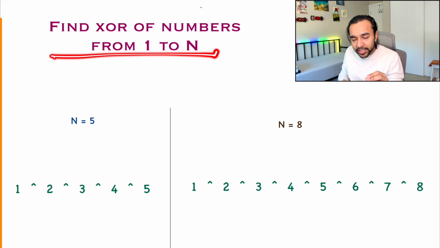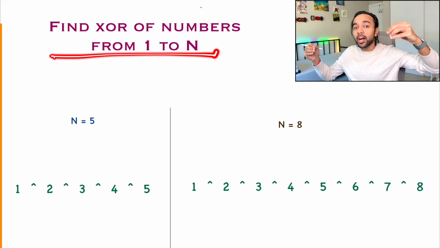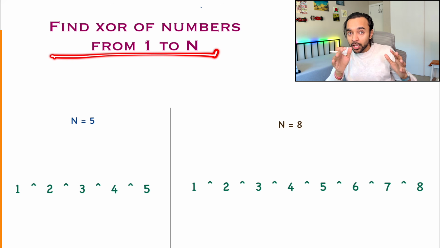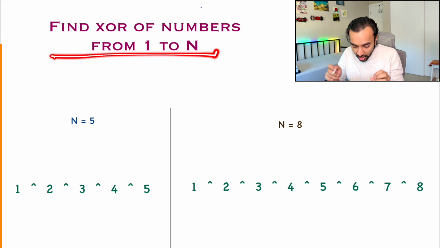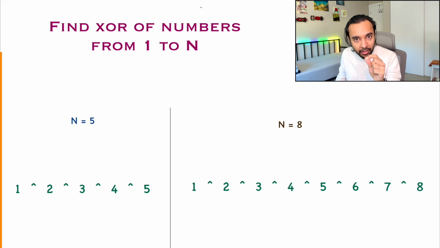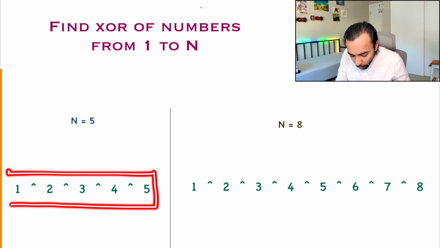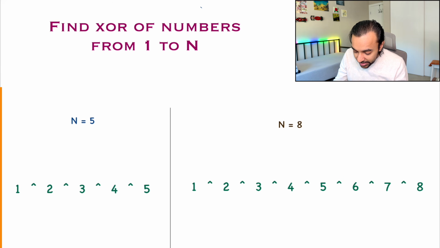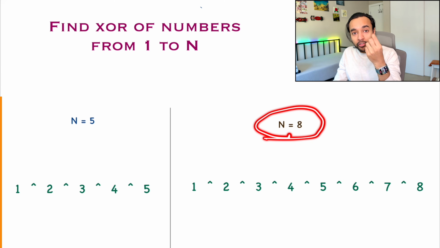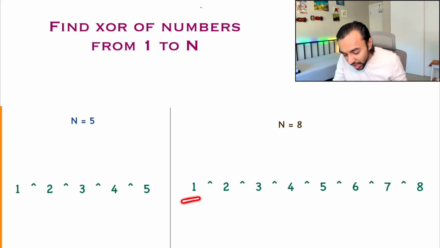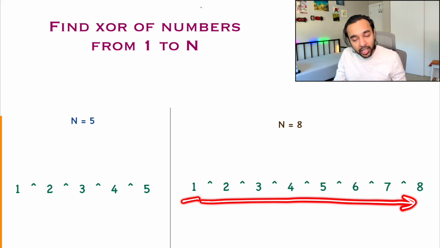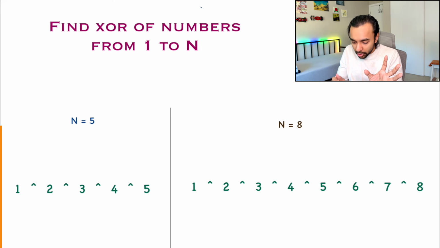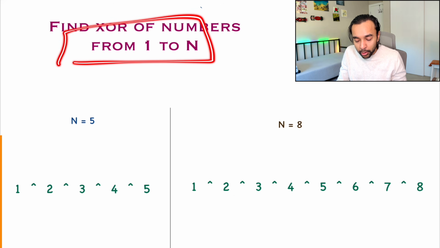Now, I do not expect that you will be able to find out such a pattern in an interview. So definitely it is good to have all of this understanding right now. So for example, when the value of n is 5, you have to tell me that, okay, what is the value of 1 XOR 2 XOR 3 all the way up to 5. Similarly, when the value of n is 8, you have to again start from 1 and then go all the way up to 8. So that is what it means when I'm finding from 1 to n.